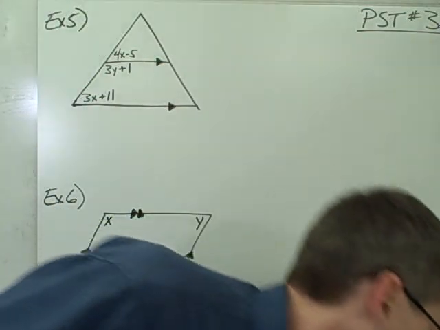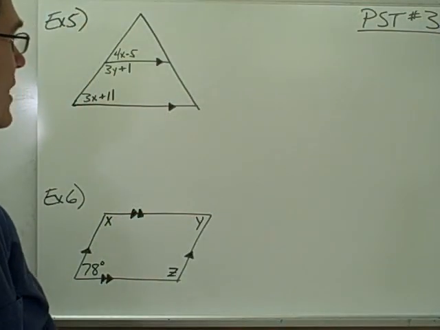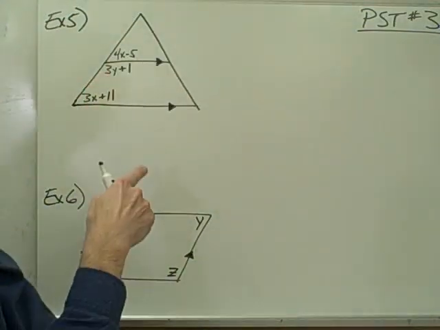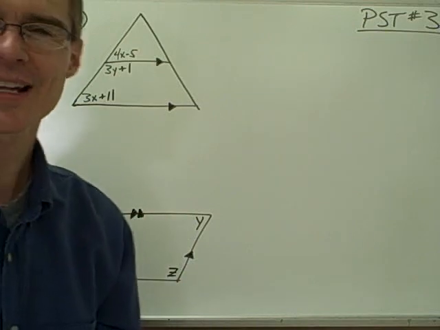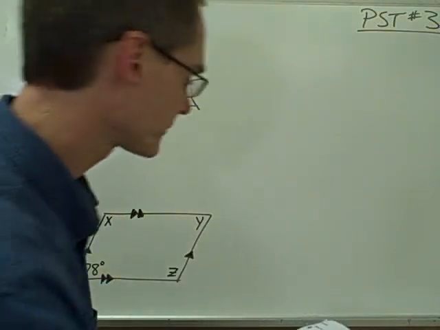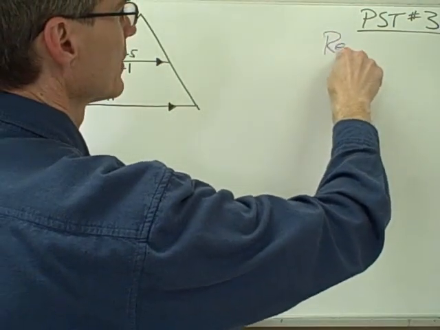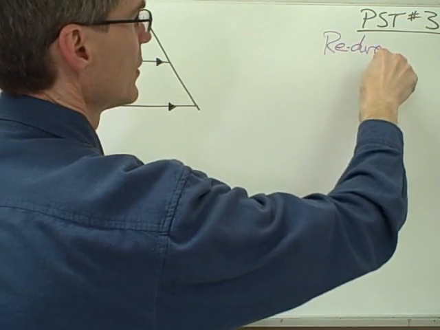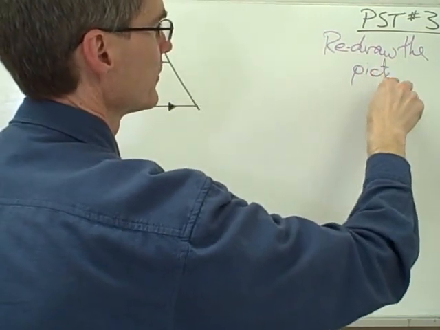So example number 5. Now, here we have two parallel lines, but they're in an odd looking form. This is the shape of a triangle with two parallel lines inside it, and I haven't seen that before. Here I'm going to make use of a problem-solving tip. My problem-solving tip number 3 that I'm going to use is redraw the picture.